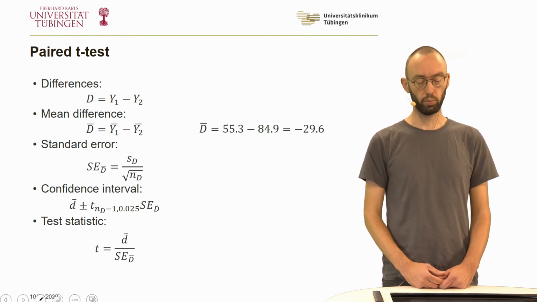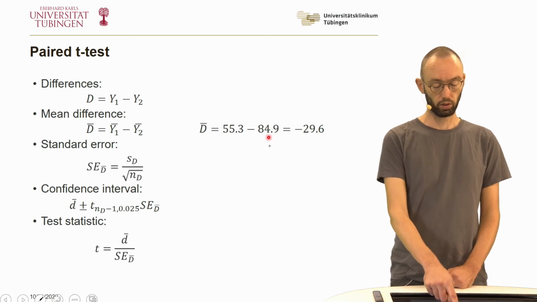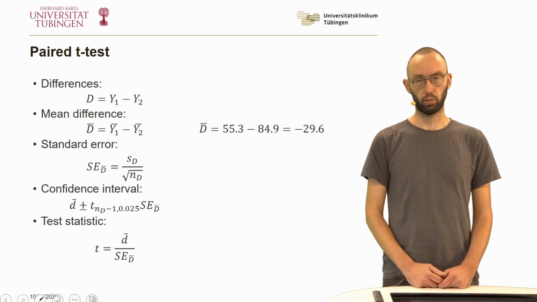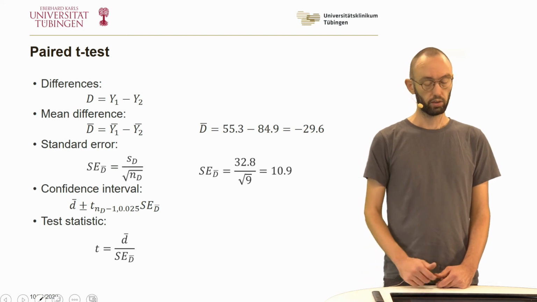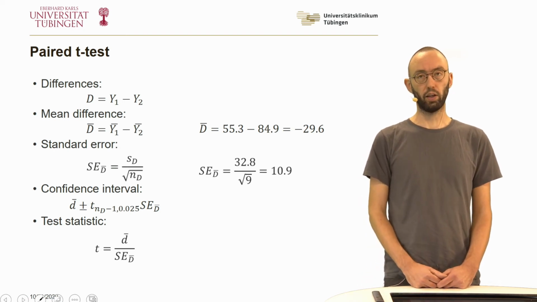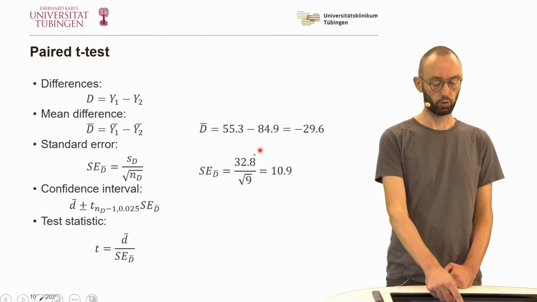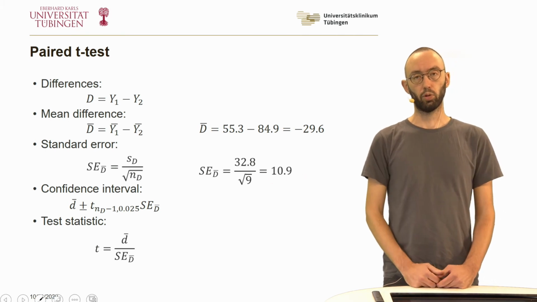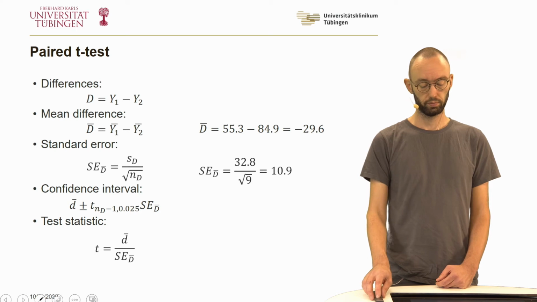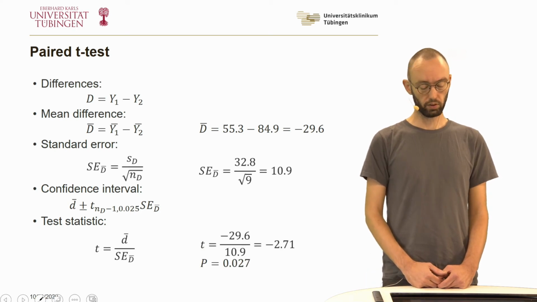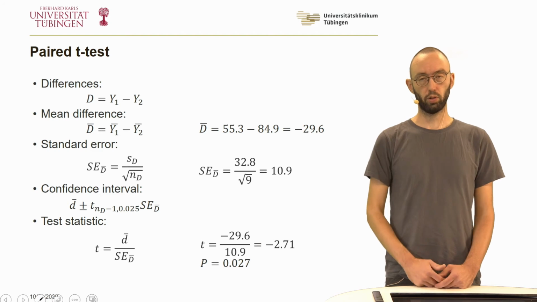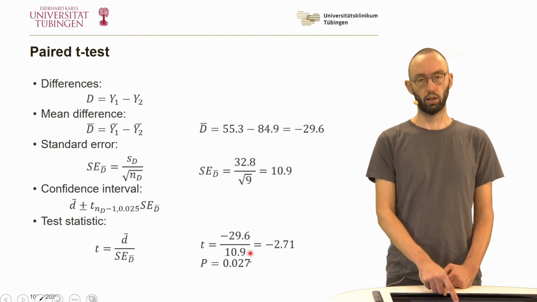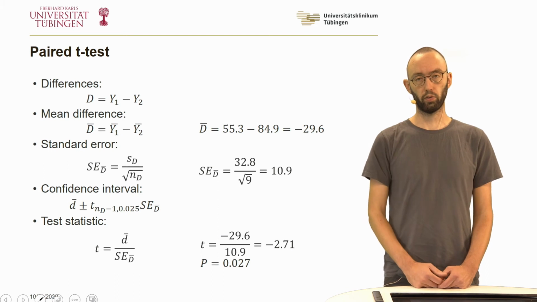So to do this for our example, the mean difference is simply the difference in means, which is minus 29.6. The standard error of this difference is the standard deviation of the difference divided by the square root of the number of samples. So in this case, this is 32.8 divided by the square root of 9, which is 3. So the standard error of the difference is 10.9. So the resulting t-statistic is minus 29.6 divided by 10.9, which is equal to minus 2.71.